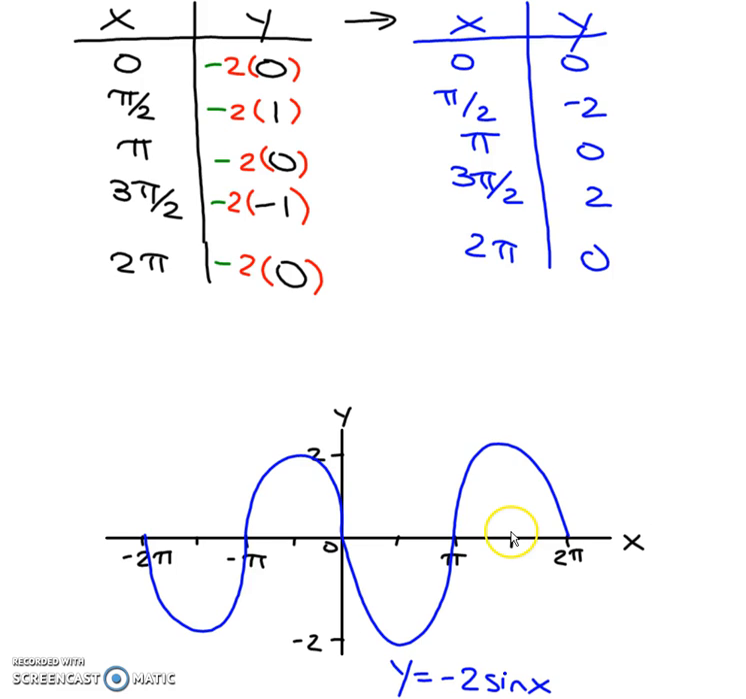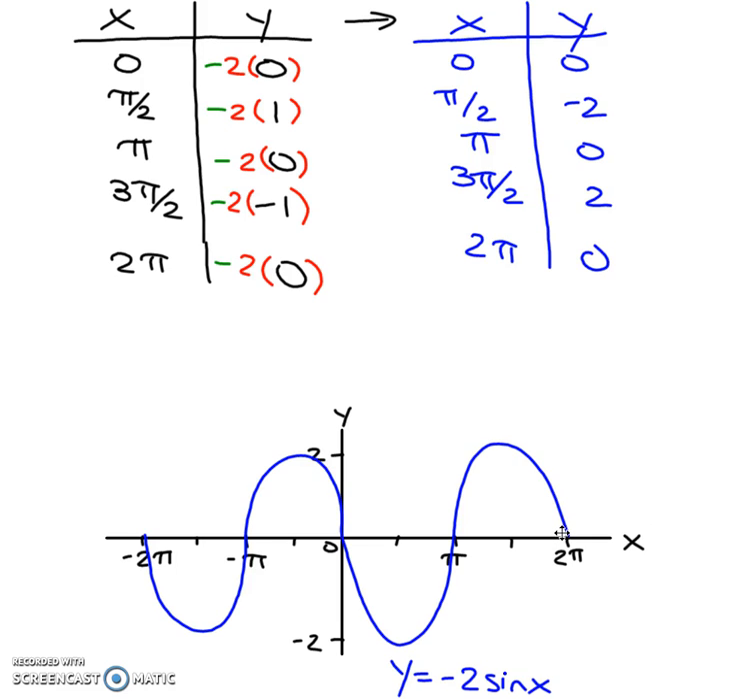So let's check it out. 0, 0 is right here. Pi over 2 and then minus 2 is right here and right there. So I'm going to draw a dot right there. And then we have pi, 0, 3 pi over 2 and positive 2, and then 2 pi and 0. So that makes our graph, and I'm just going to stretch it to negative 2 pi all the way to positive 2 pi. Now let's just make sure that that's exactly what we were asked for.